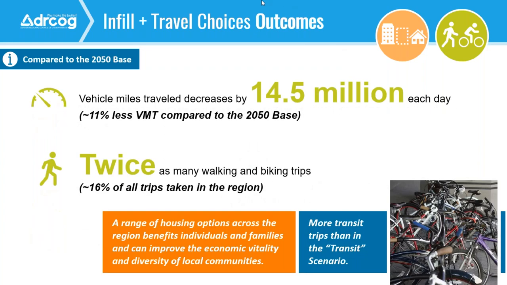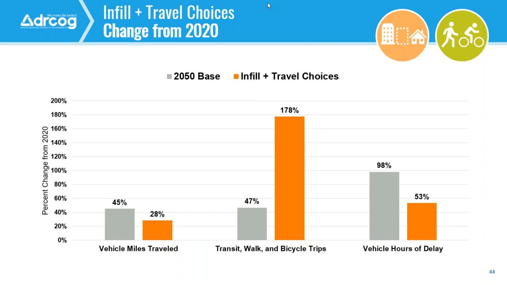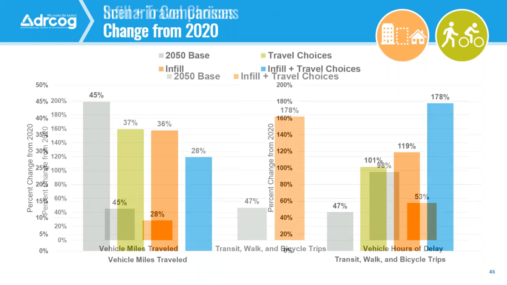When we put these two together, and again, compared to the 2050 base, vehicle miles traveled decreases by 14.5 million each day. It's 11% less VMT compared to the 2050 base. We also saw twice as many walking and bicycling trips, about 16% of all trips taken in the region. We also note here that there's more transit trips than in the transit scenario. So here's what some of that looks like visually, again, compared with 2050 base. With this combination of the infill land use scenario and the travel choices transportation scenario, we see a decrease in the growth of vehicle miles travel compared to 2050 base, but a significant increase in transit, walk and bicycle trips, and a pretty significant decrease in vehicle hours of delay. Just like the original travel choices scenario, that is pretty significant given that there really isn't a lot of capacity in this scenario.